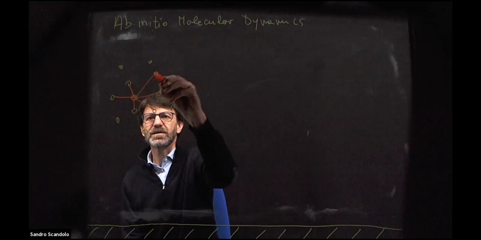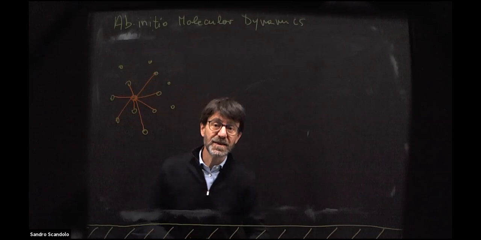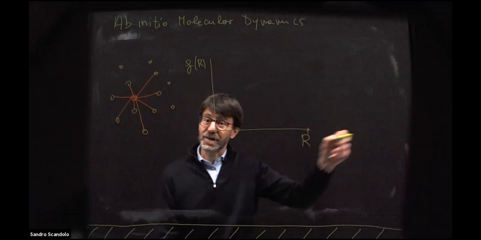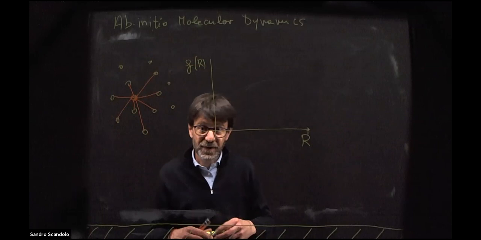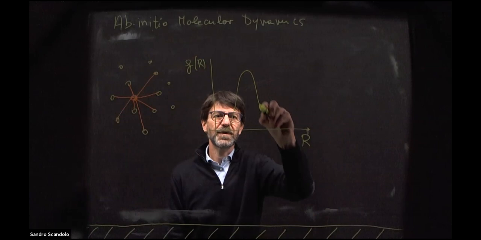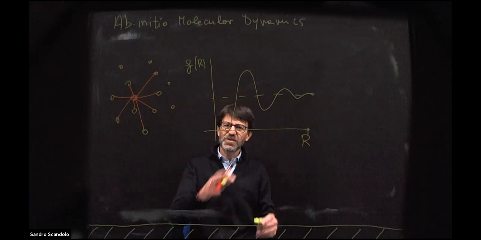Like this. And you construct a probability distribution that at a given distance r from this particle, you have another particle. So you just look around yourself, and you do it actually through a histogram in practice. But if you average over several steps, what you will obtain is something typically of this type. Okay, and this is quite universal. I'm showing this because this is a rather universal behavior for essentially all systems.